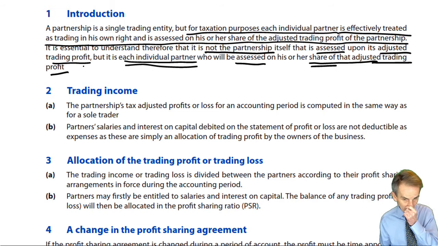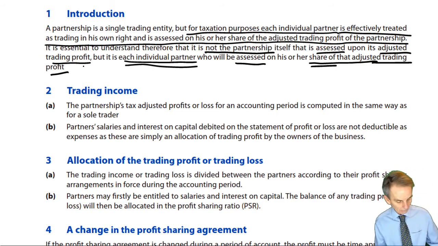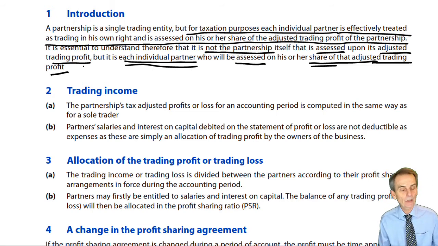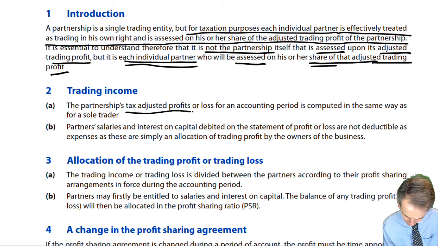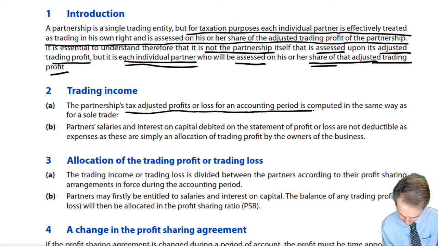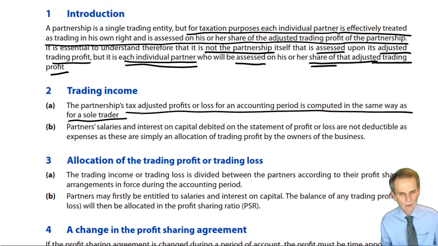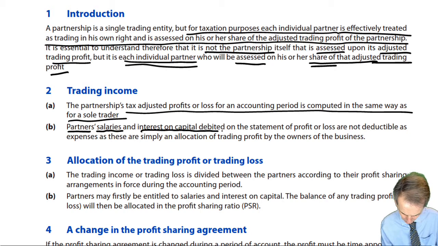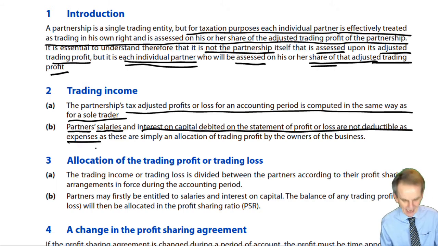So first thing we need to do, as we've said already, is establish what the tax adjusted trading profit of the partnership is. And that is effectively the same work as we did in chapters 4 and 5. The partnership's tax adjusted profits or losses for an accounting period will be computed in the same way as for a sole trader. But do remember that any partner's salaries or interest on capital that are debited on the statement of profit or loss are not expenses.